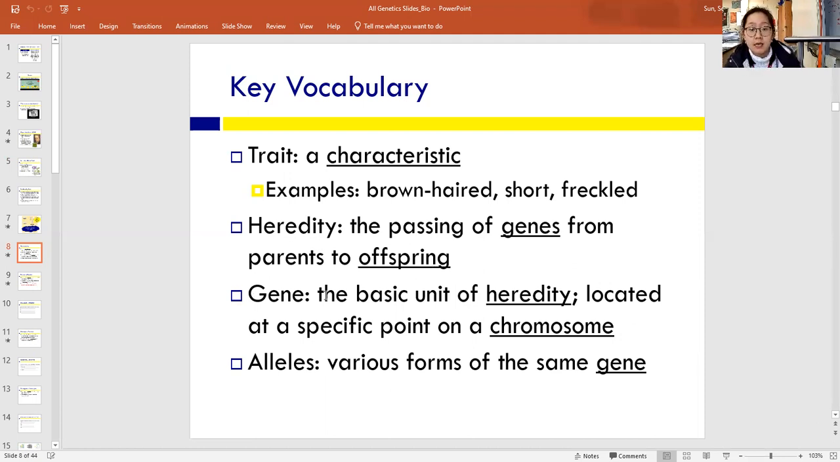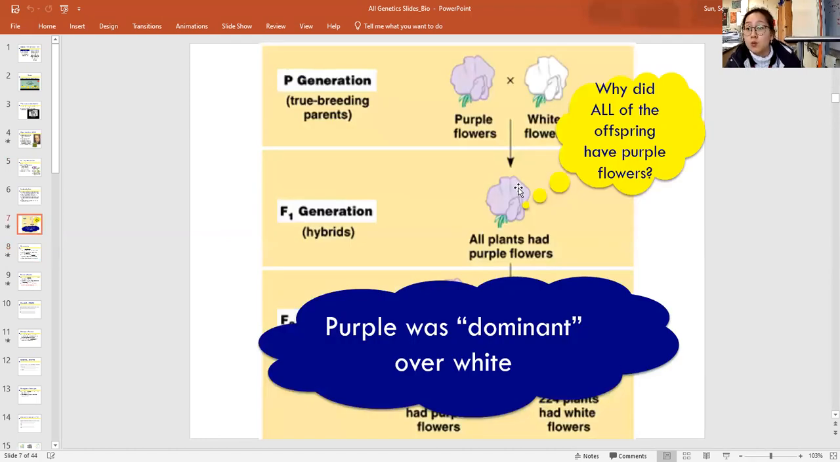A gene, on the other hand, is the basic unit of heredity. It's the singular individual unit of what your parents are giving to you. Genes are located on specific points of your chromosomes, which are made out of your DNA. Alleles are various forms of the same gene. Like we said, for the flowers that Mendel was working with, there's one gene that has 2 kinds of alleles, and those 2 alleles are 1, purple, and 2, white. They're 2 versions of the same gene, right? They're both coding for flower color. They both have the same job, but they're 2 versions: one of them is purple and one of them is white.